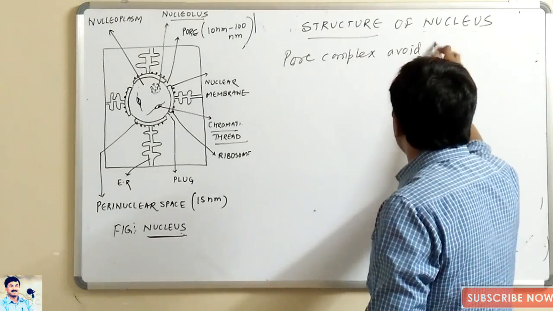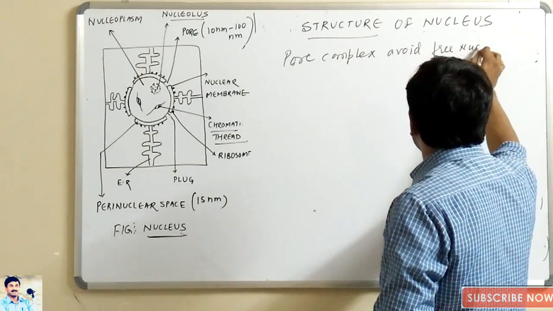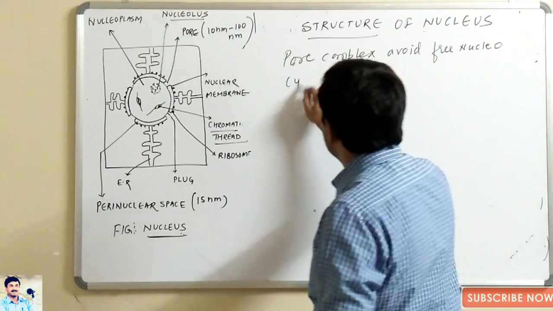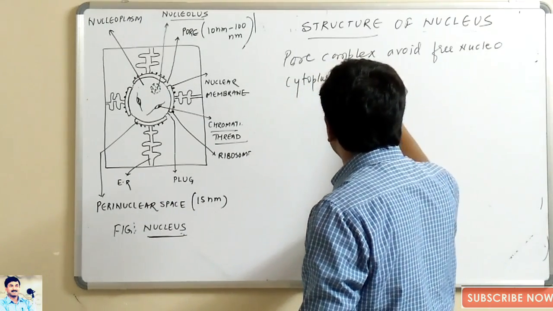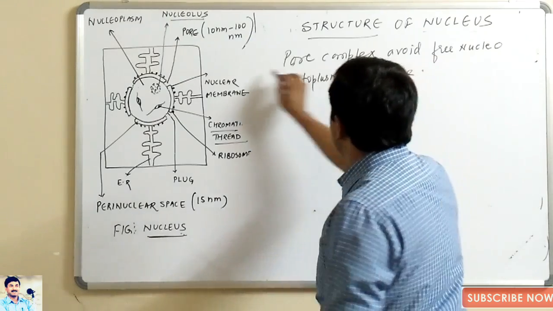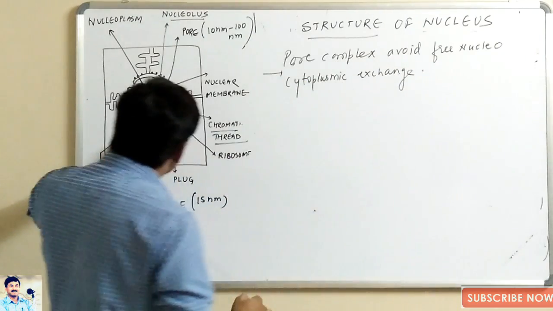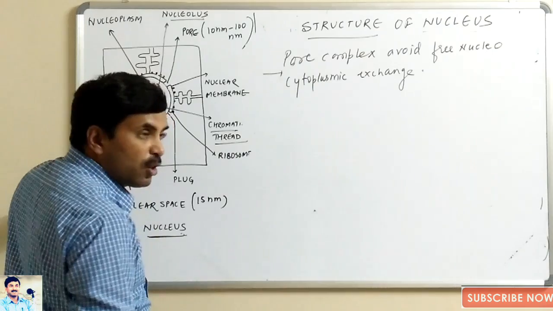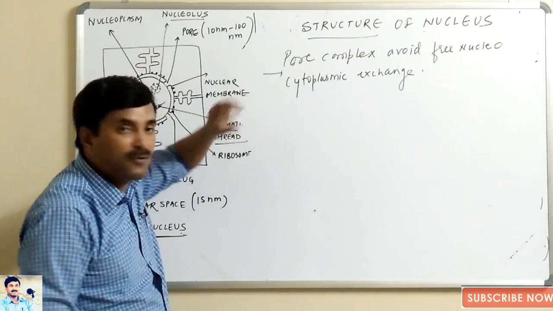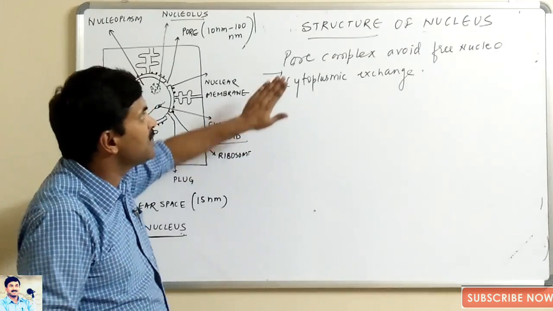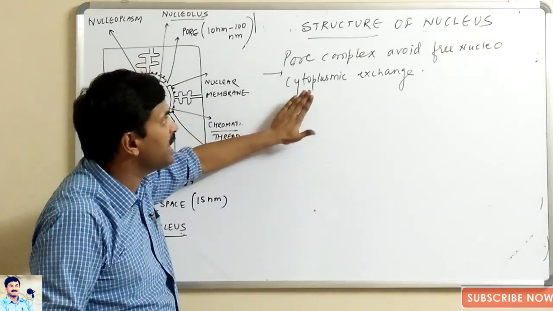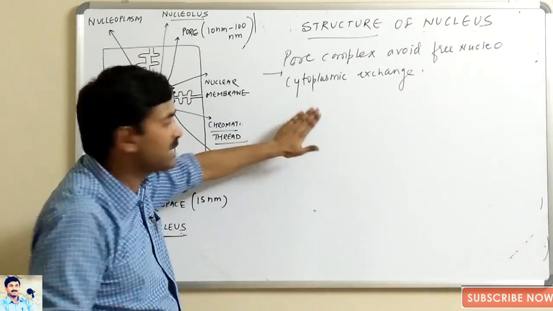avoids free nucleocytoplasmic exchange. Okay, means the movement between the nucleoplasm and the cytoplasm is not free. Only selective substances will pass from the nucleus to the cytoplasm. Okay, so the pore complex avoids free nucleocytoplasmic exchange.